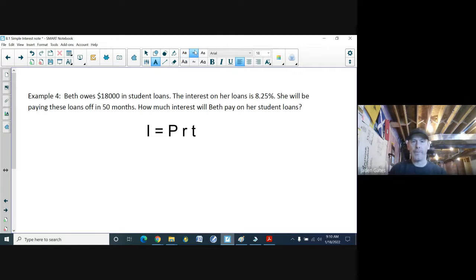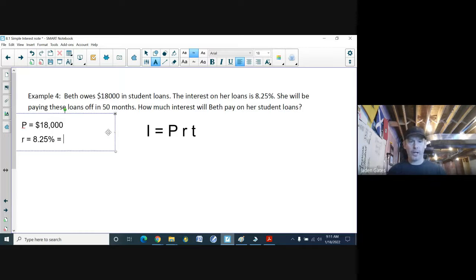All right. So again, finding my variables. First sentence, Beth owes $18,000 in student loans. That would be called your principal, which is any amount of money that you either borrow or lend out, because there are two perspectives. Second sentence, the interest on the loans is 8.25%. So R is equal to 8.25%. And as I've mentioned several times, percent is no good to us. Got to convert it to a decimal, so I'm going to divide by 100%.